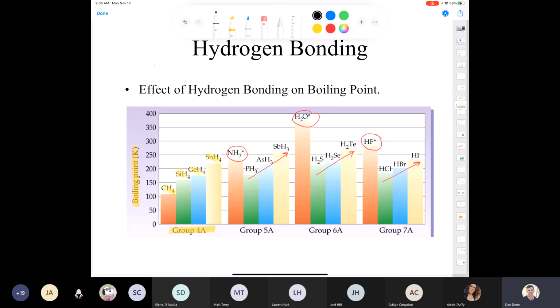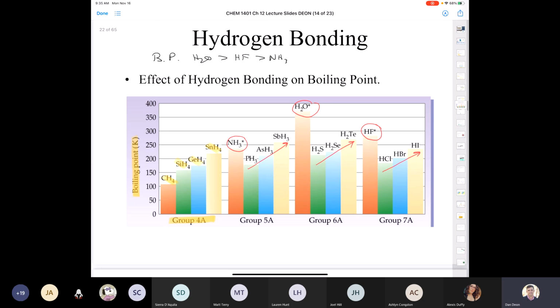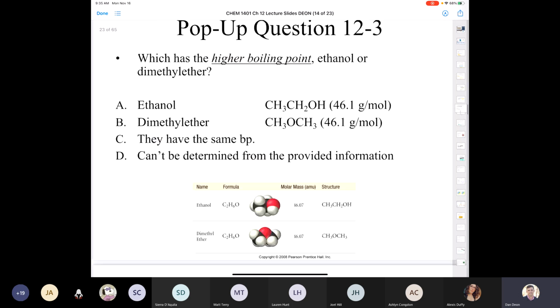Okay, I'm just going to say it in plain old English. Boiling point, you should know that water has a higher boiling point than HF, which has a higher boiling point than ammonia, and you should have an idea as to why. Okay, and the reasons are what I just explained. With that in mind, let's take a look at an example.